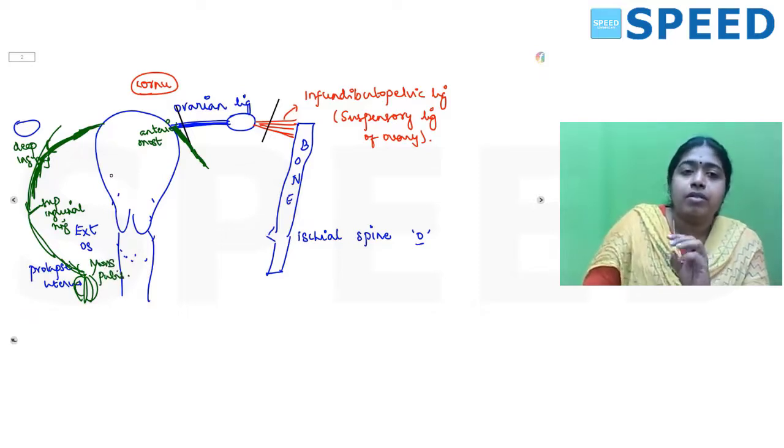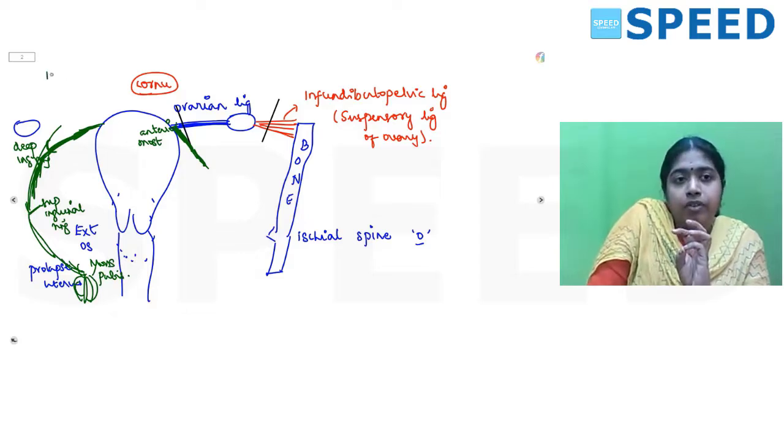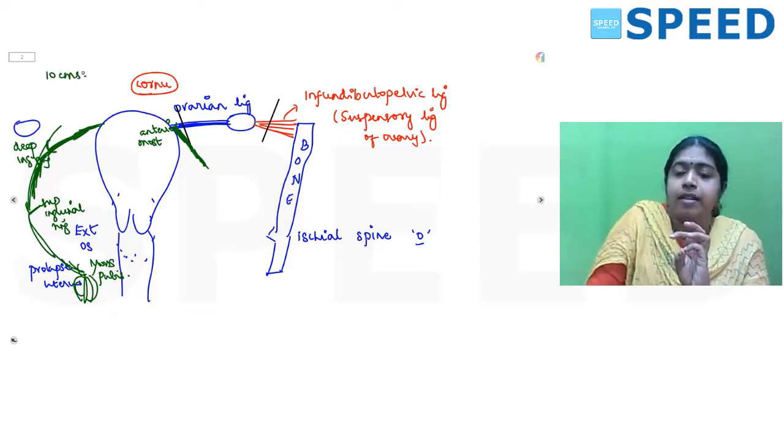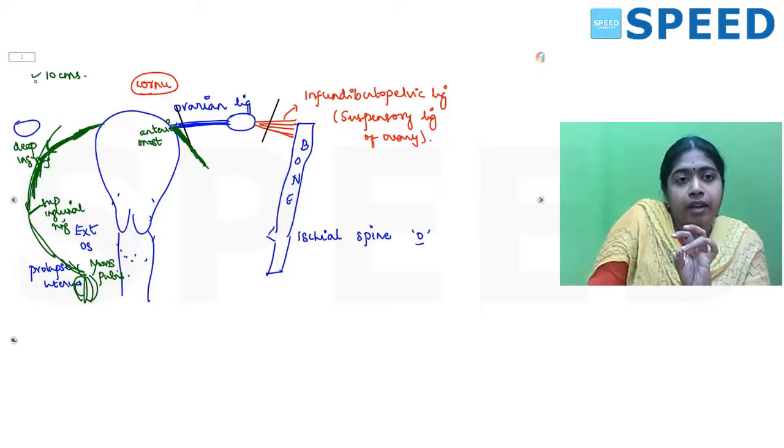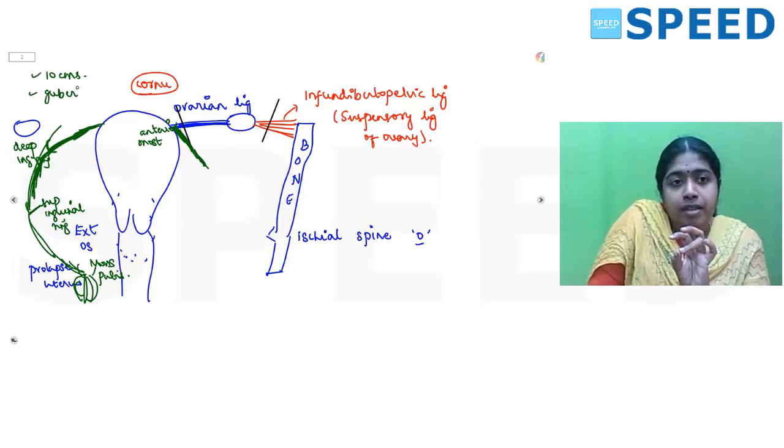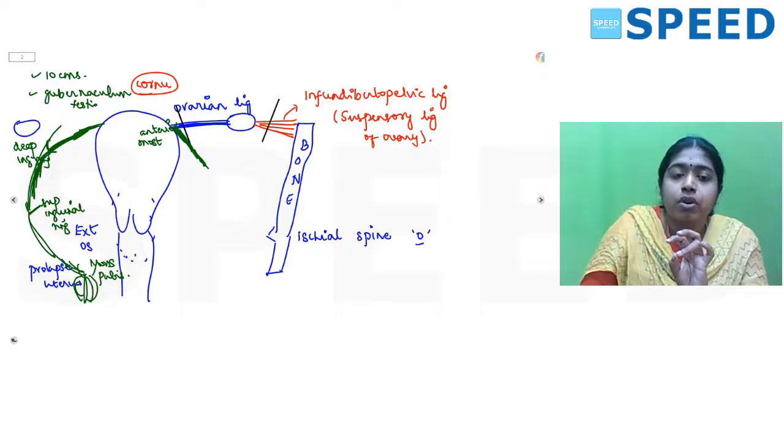Okay, so that is the course of the round ligament. The length of the round ligament is around 10 centimeters. Is that fine? And the round ligament is comparable to what structure? It's the remnant of the gubernaculum. It's comparable to the gubernaculum testis. Okay, so that is all about the round ligament.